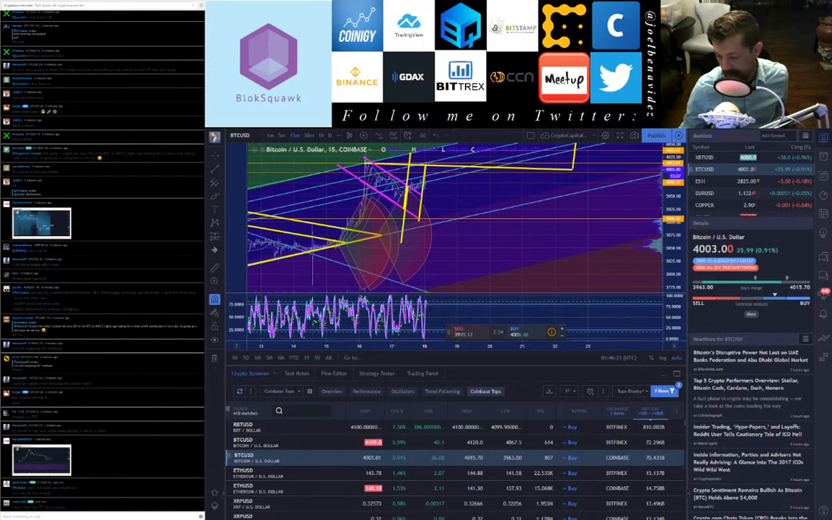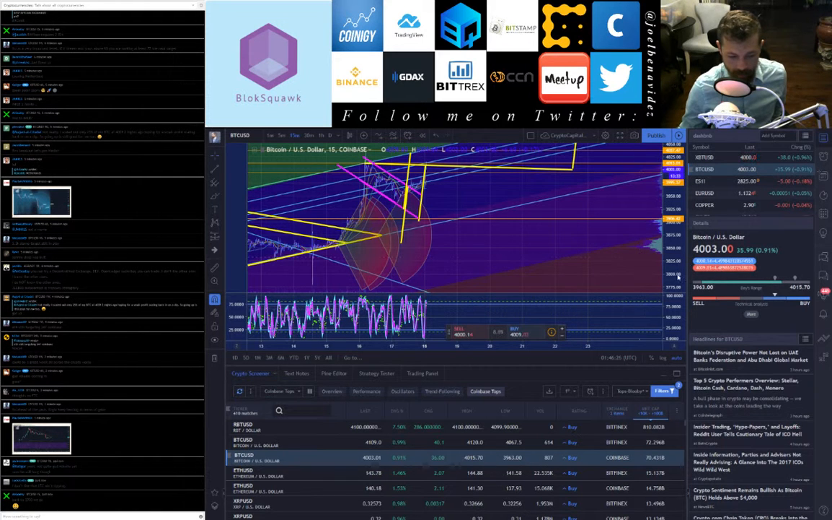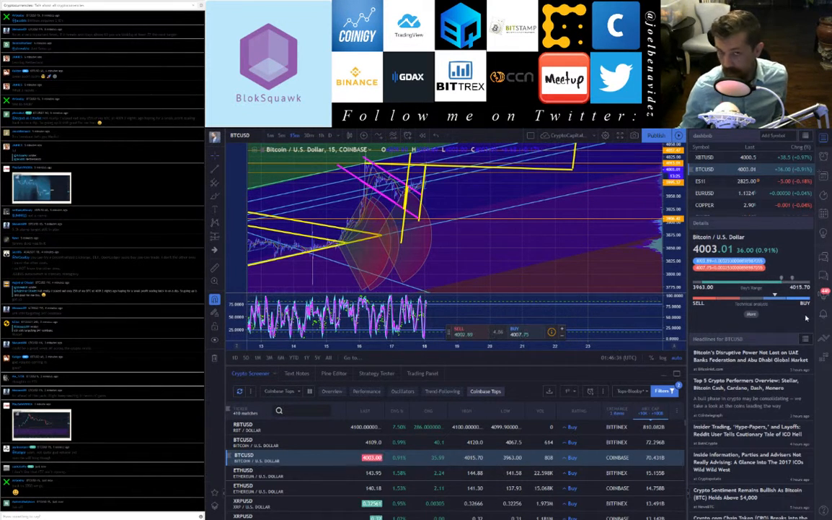On a parting note, it is 8:46 p.m. Central Standard Time on the 17th of March, 1:46 Universal Time, and Bitcoin is sitting at $4,003.01 on Coinbase.